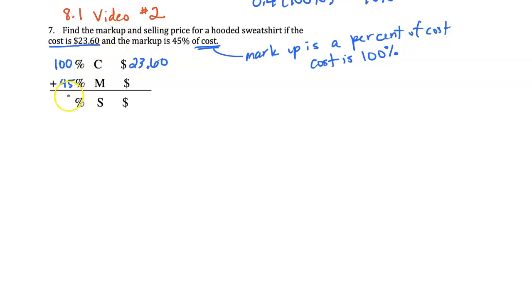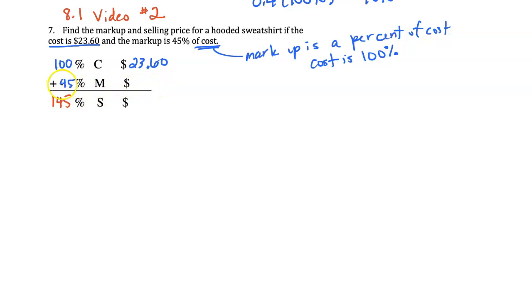I can then go on and complete the column for percentages by adding straight down. 100% plus 45% is 145%. That's telling me that the selling price is 145% of cost. Now I need to start to work to solve and find one of these other two blank sections.